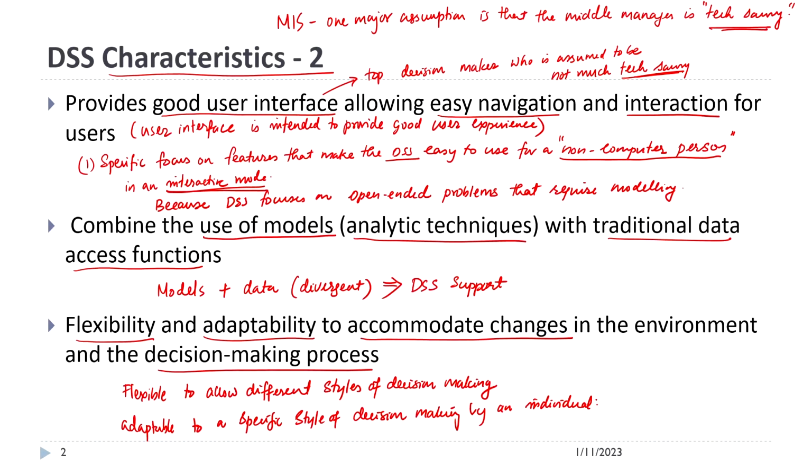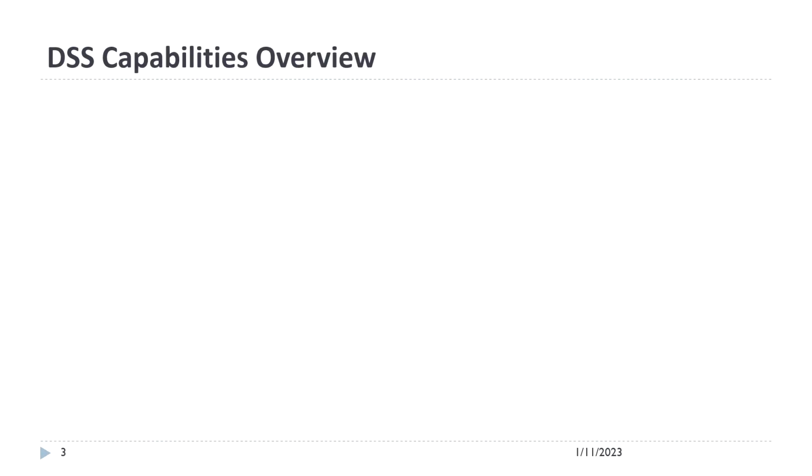Okay. So, both aspects are critical for the DSS. These both should be supported. Okay. So, that is an important part. So, now we have seen two different characteristics of DSS. Now, let us look at the capabilities. Let us overview the capabilities of DSS in this regard.